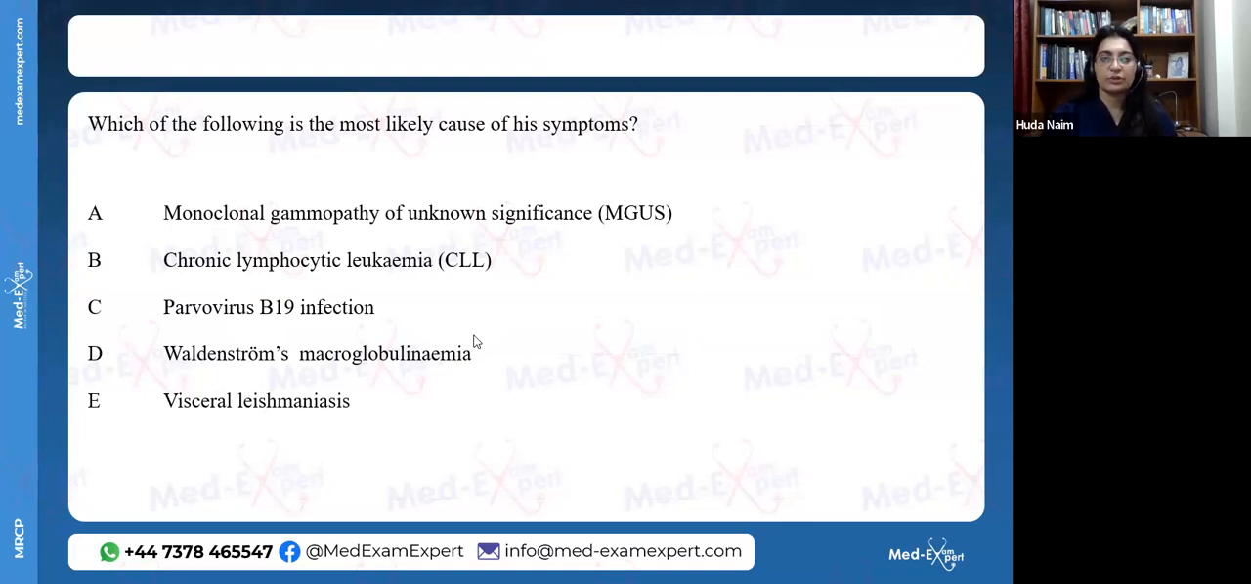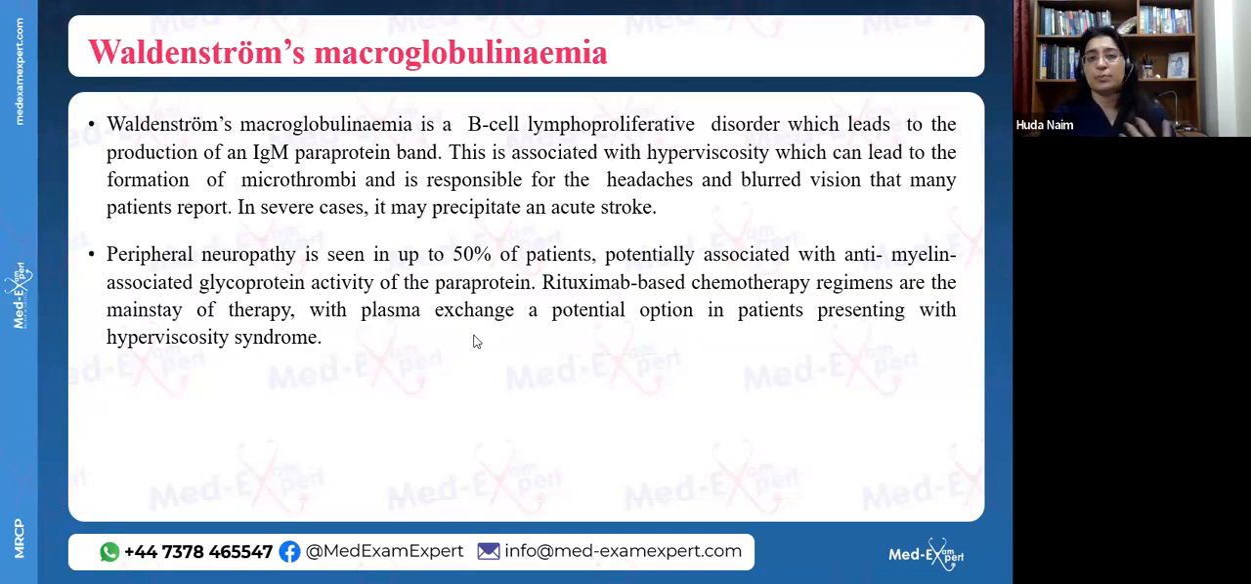Very good. Waldenstrom is the correct answer. The patient is an old age male who's presenting with blurred vision. It's a B cell lymphoproliferative disorder. So these patients have headaches, blurred vision, and peripheral neuropathy. There are no bone lesions. There's no renal dysfunction, but there are other hyperviscosity symptoms.